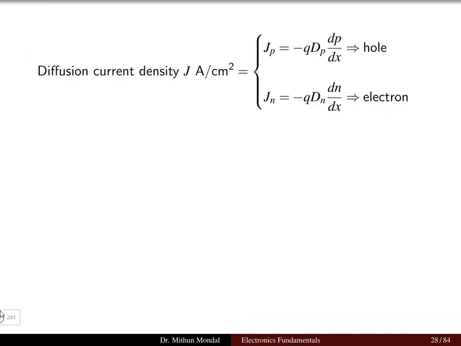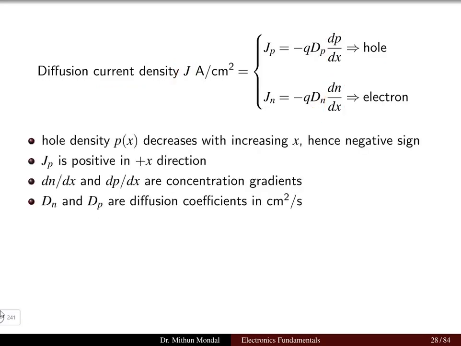So the diffusion current density J is given by, for the holes, the concentration gradient dp/dx multiplied by Dp, that is the diffusion constant, and Jn indicates the diffusion current density for electrons, that is dn/dx into Dn, that is the diffusion coefficient. So hole density p(x) decreases with increasing x, hence the negative sign is already incorporated here. So Jp is positive in the positive x direction.